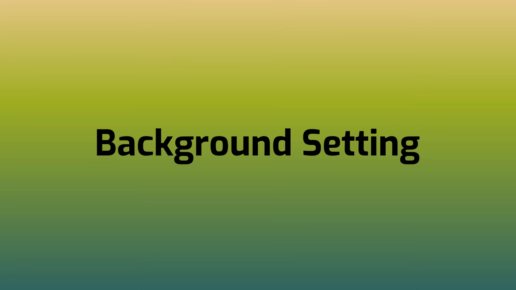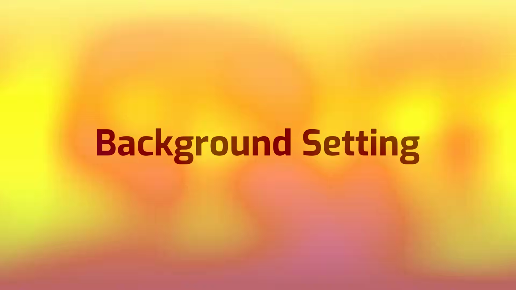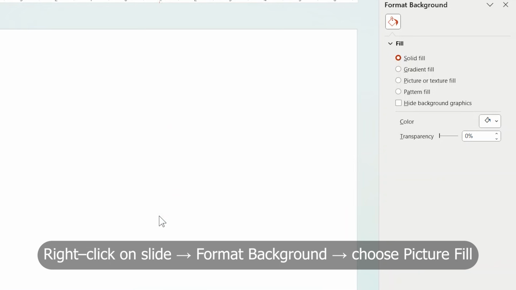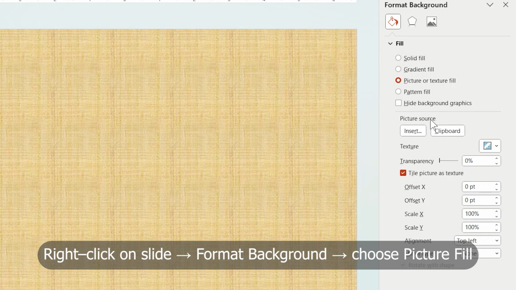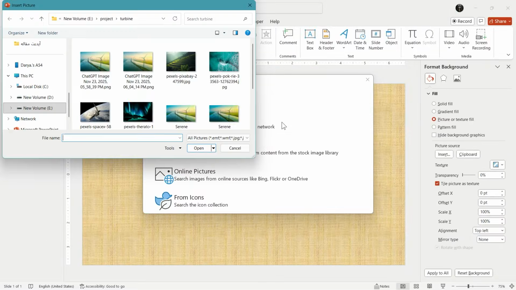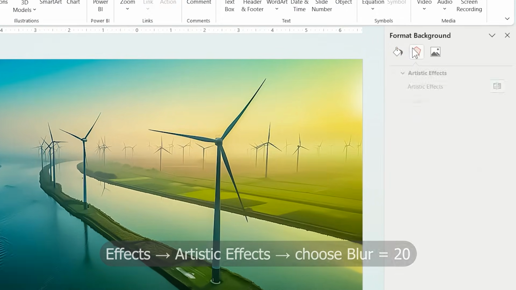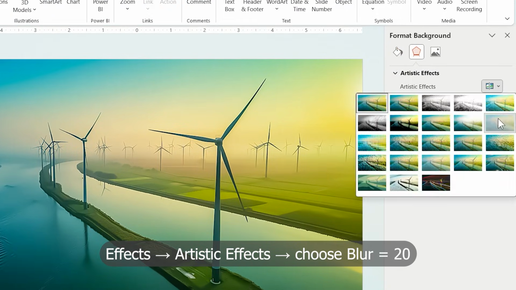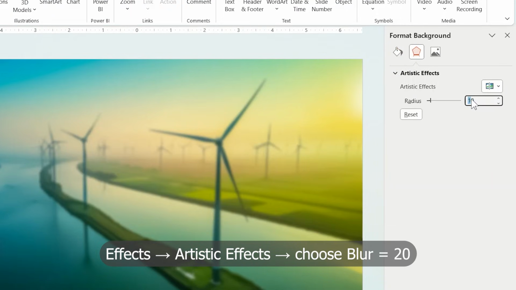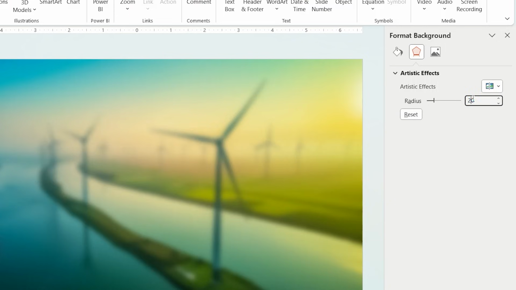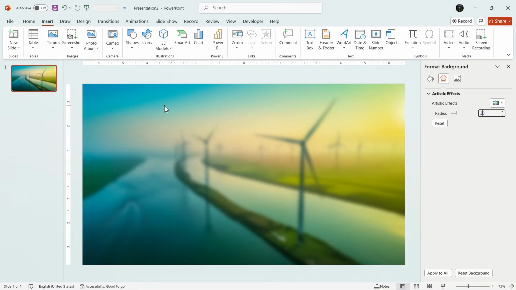First, we start by setting up the scene. Right-click on the slide, format background, and choose picture fill. And insert your image. Then open the effects tab and change your picture effect. I want to increase the blur. I usually set it to 20. It softens the background and gives it a clean, minimal look.